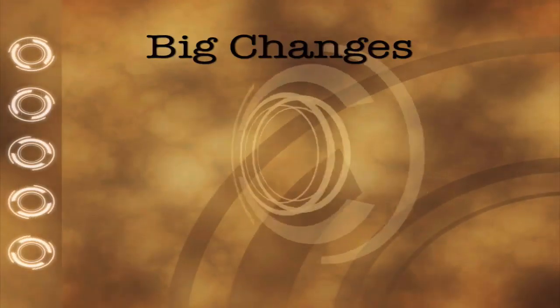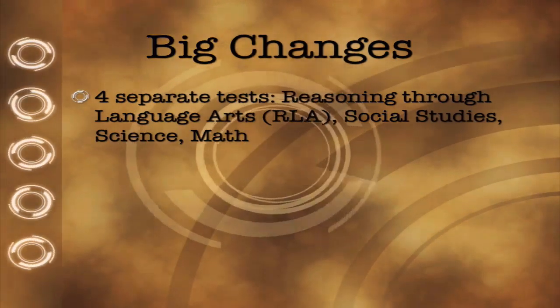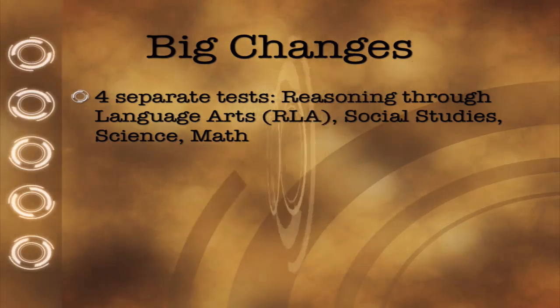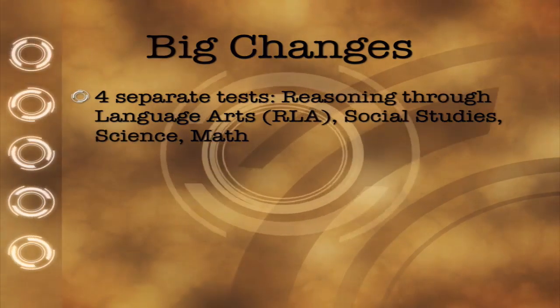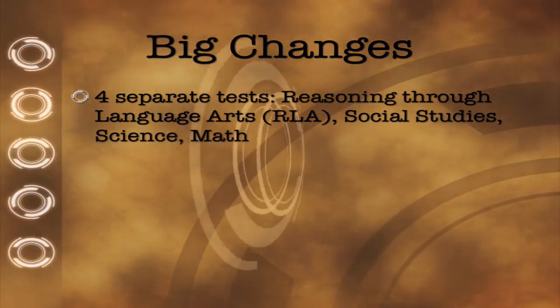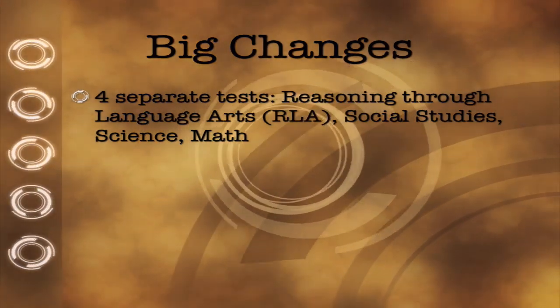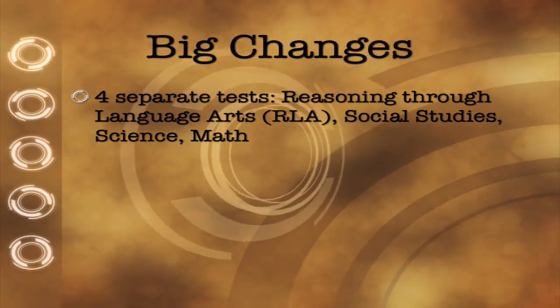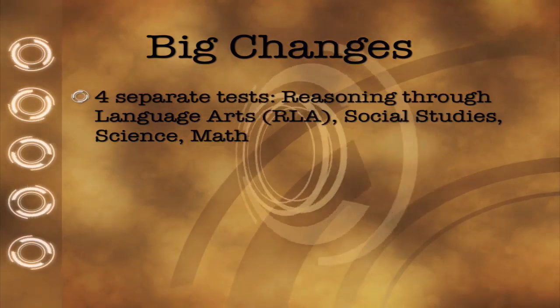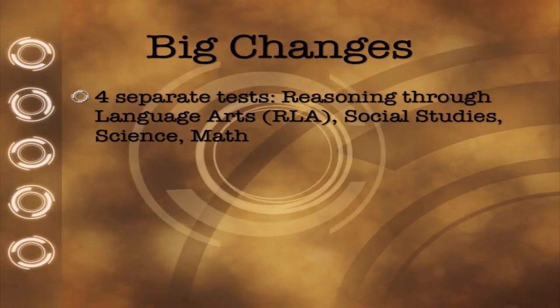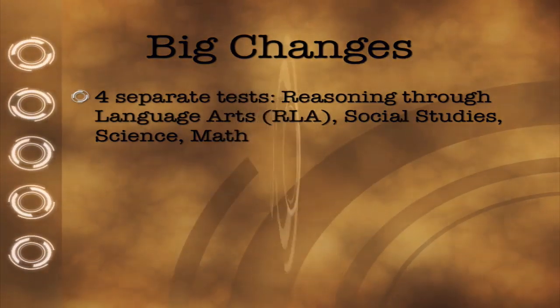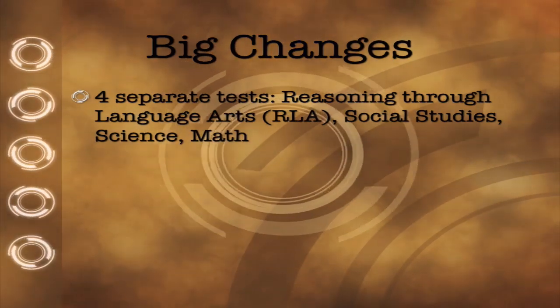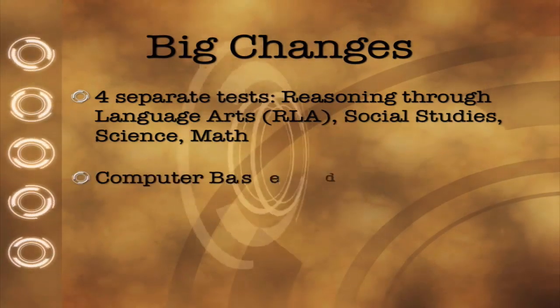Let's talk about those. First of all, there's 4 separate tests. In the past, there were 5 tests, one of those being the essay or the writing test. This time, there is no writing test. There's the RLA test, which is the Reasoning Through Language Arts. That's kind of like the reading test. Then they'll have the social studies, science, and math. No essay test. So that's the good news.